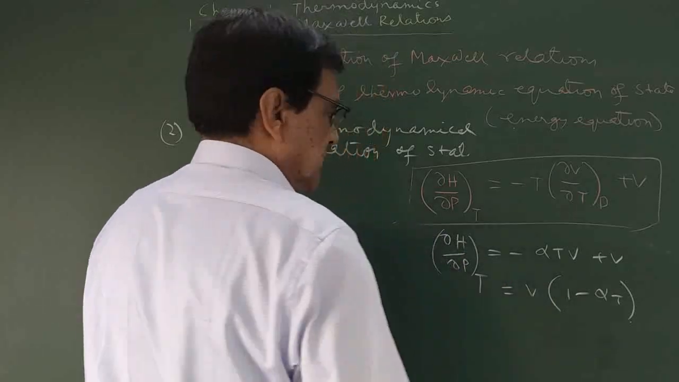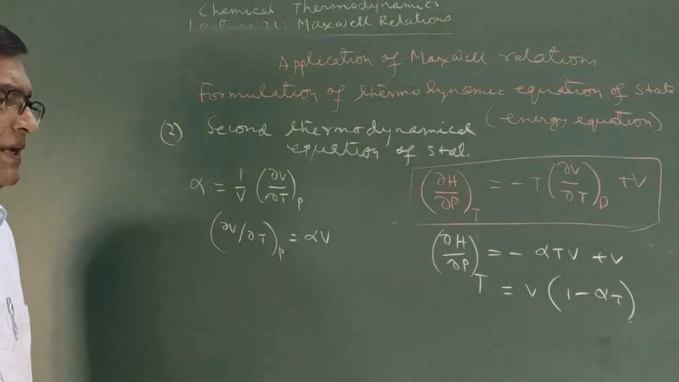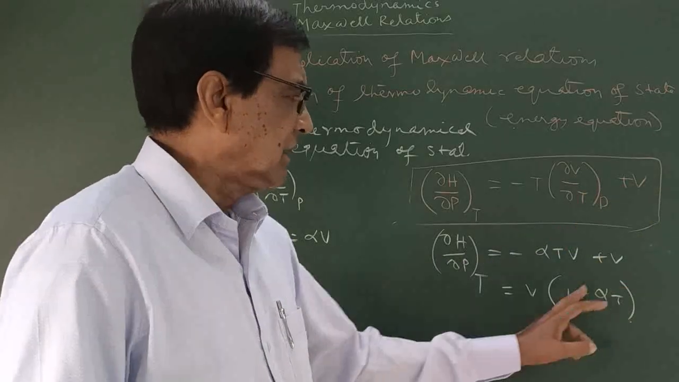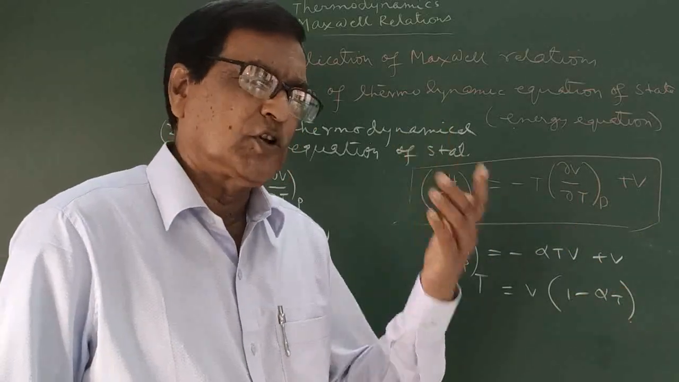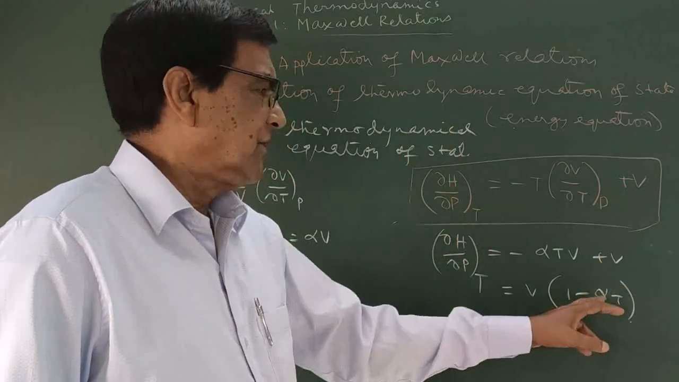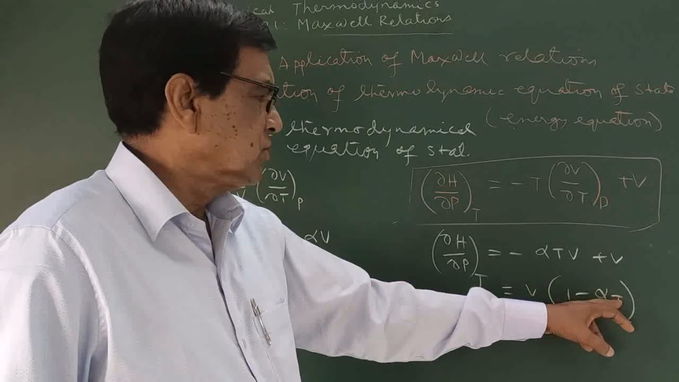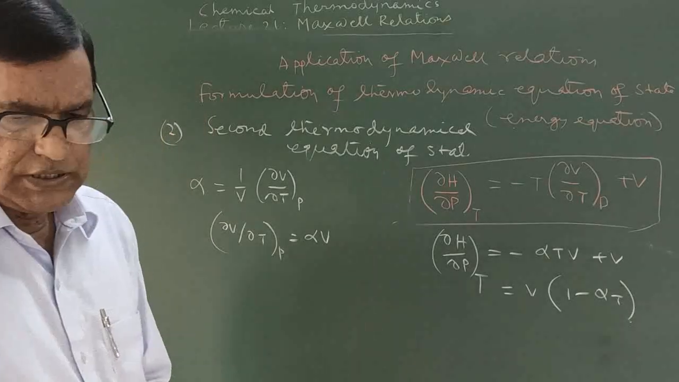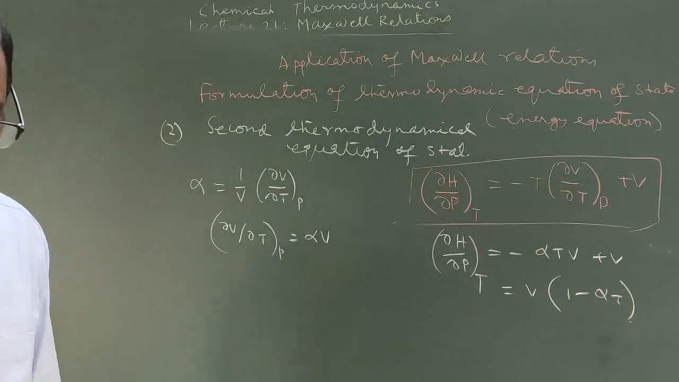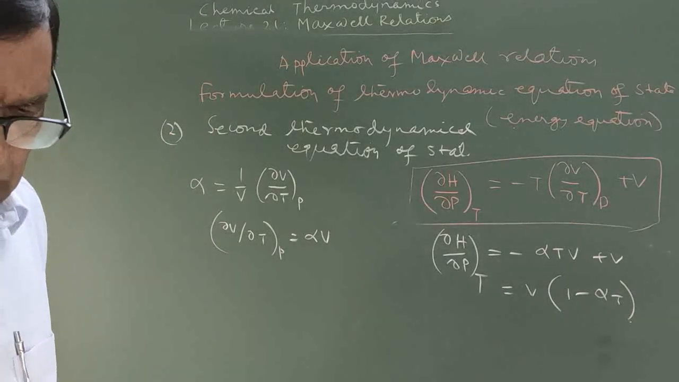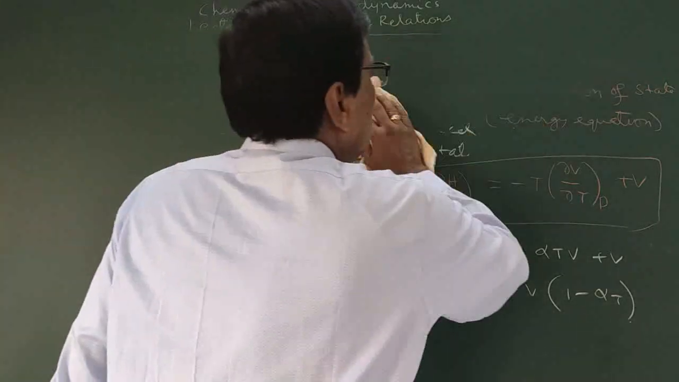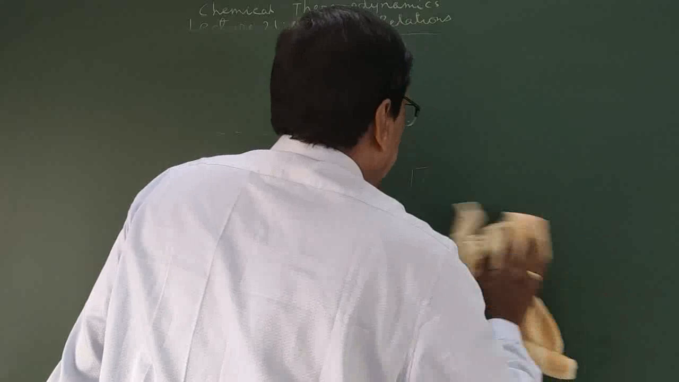This is also an expression of del H by del P at constant temperature for any substance whose alpha is known, whether it is solid, liquid, gas. Alpha is known, temperature, volume is known. So del H by del P you can calculate. So this is all about Maxwell's relations and its applications. I will give you one problem.